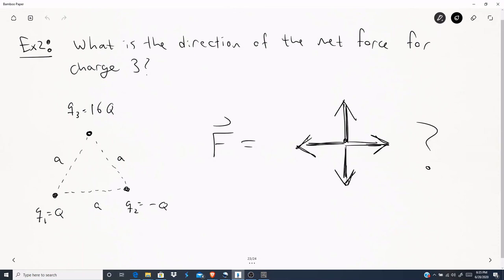In this case, this is a problem of determining the direction of the net force on charge 3, where charge 3 is one of 3 charges in an equilateral triangle, as indicated here. And we know that charge 3 has a positive charge, a multiple of some charge called Q. Charge 1 has a charge Q, and charge 2 has a charge negative Q. And so in this case, I want to know just the direction of the net force. So we have F net, and we want to know which way does it point. Is it going to point upwards, to the left, to the right, or is it going to point down?